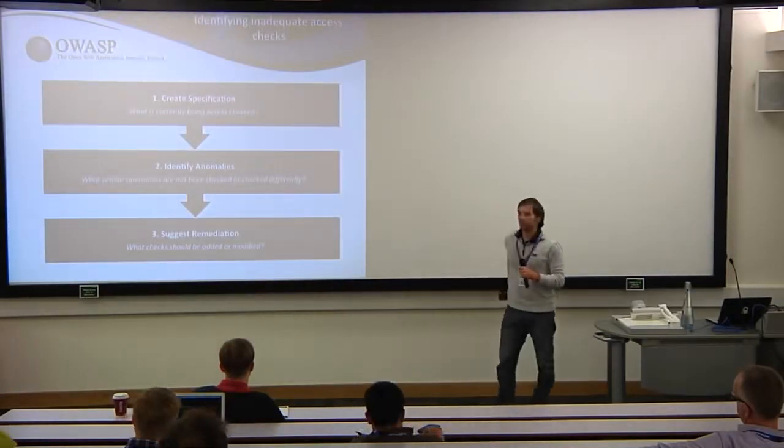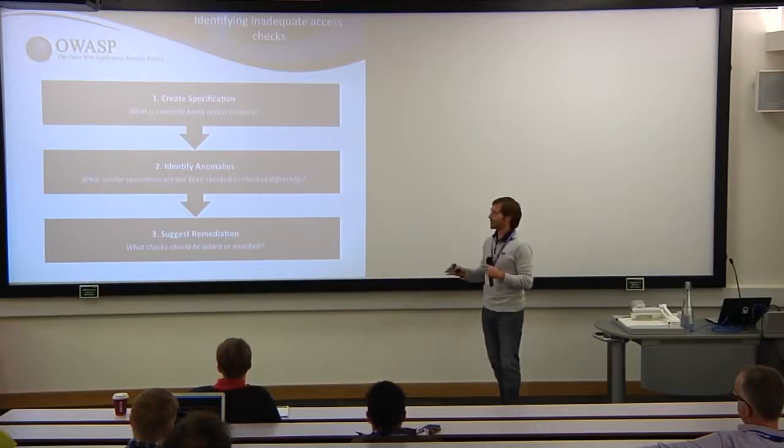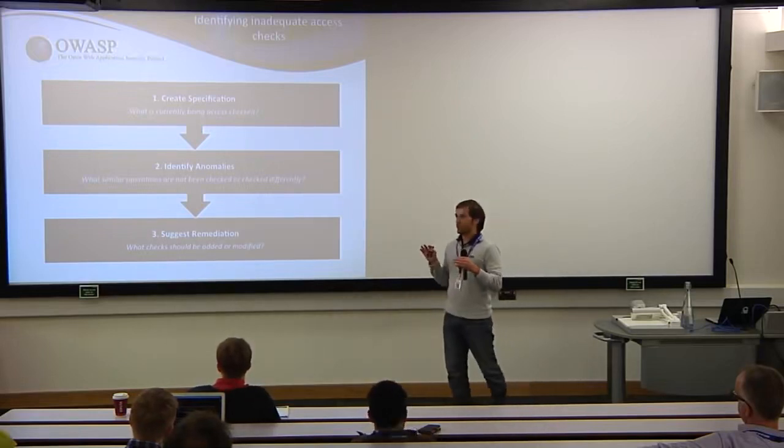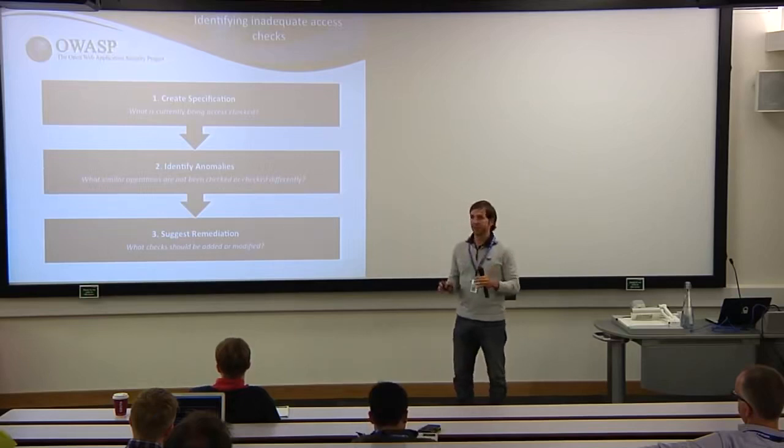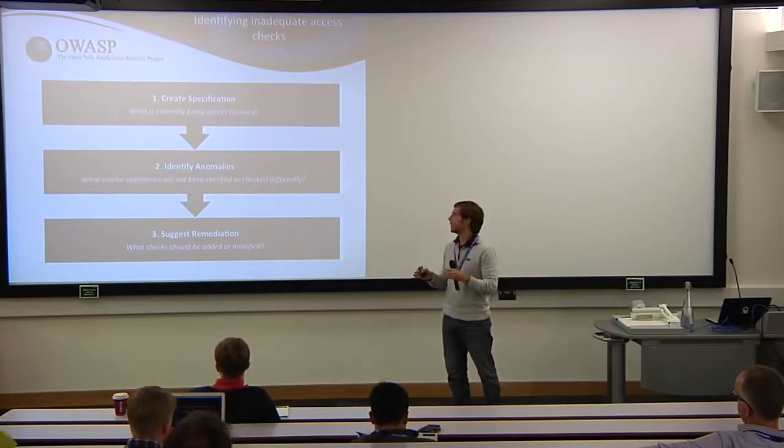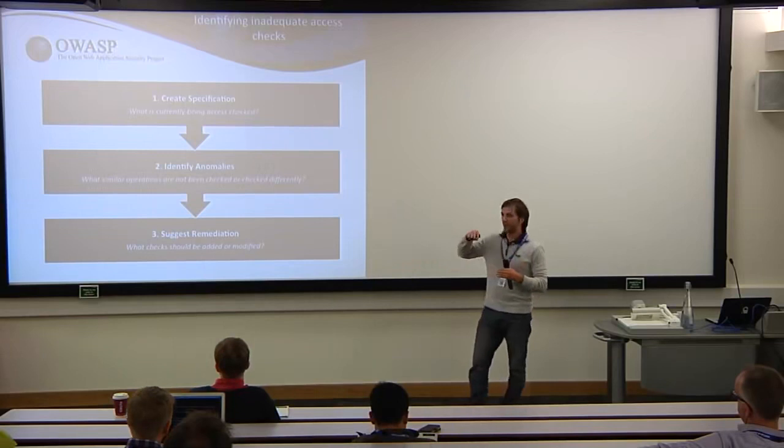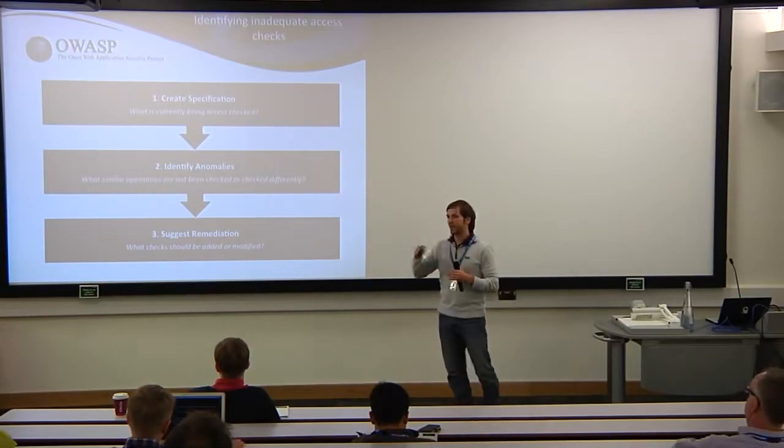So this is our approach. This is a three-step approach. The first thing that we are going to do is create a specification of the application. So what is currently being access checked? What functions are being protected? Then we are going to identify all the operations within those functions that are being protected.